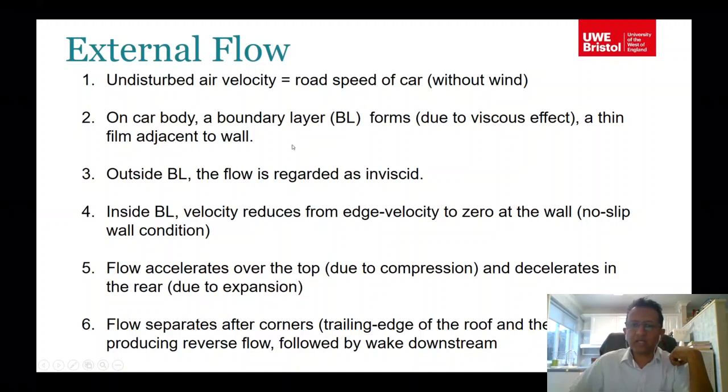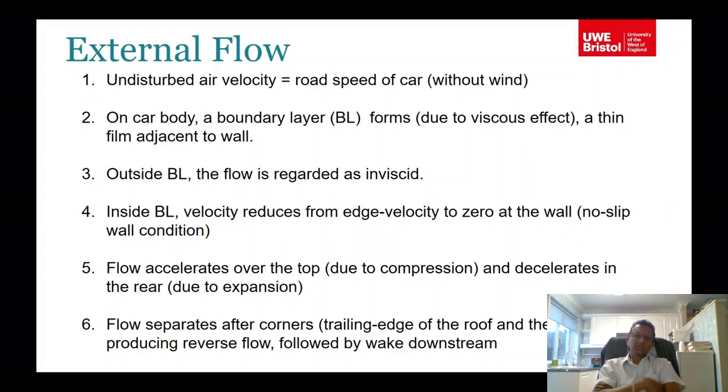The flow outside the boundary layer is normally regarded as inviscid, and inside the boundary layer, the velocity reduces from the edge velocity. The edge velocity is the velocity at the edge of the boundary layer, okay, not at the edge of the solid. It's at the edge of the boundary layer. So the edge velocity is normally taken as 99% of the free stream velocity. The free stream velocity in a moving vehicle is the speed of the car.